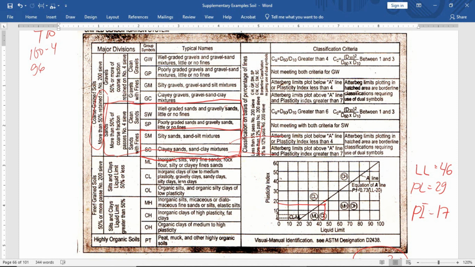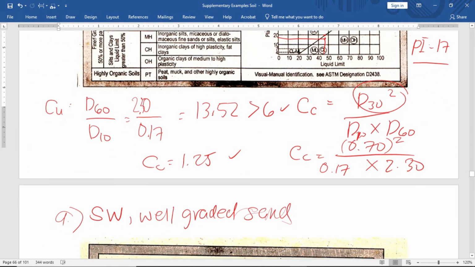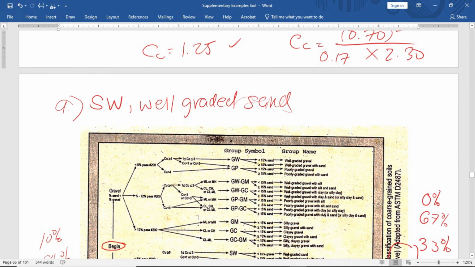Di ba nag-plot na tayo kanina? Since nasolve nga natin kanina na yung PI is equal to 17, so it is greater than 7. So, SC yung ano natin, clay sand, sand clay mixture. Ganun yung pag ano natin. After that, punta na tayo sa last natin, sa C.